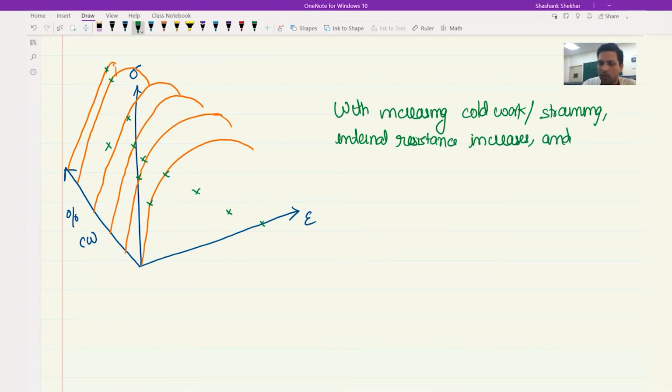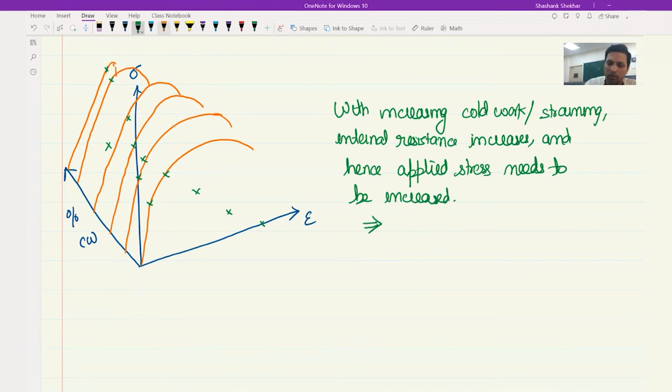And hence, applied stress needs to be increased. And this is what we term as strengthening, strain hardening.